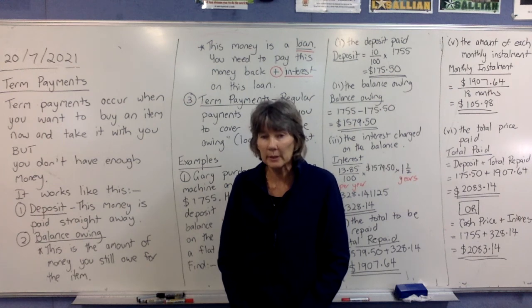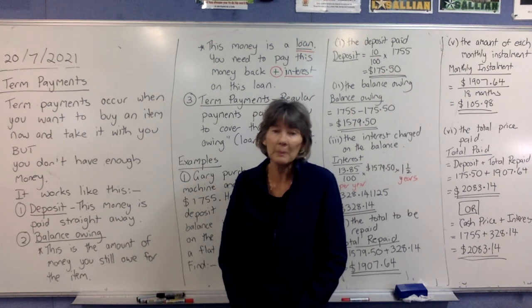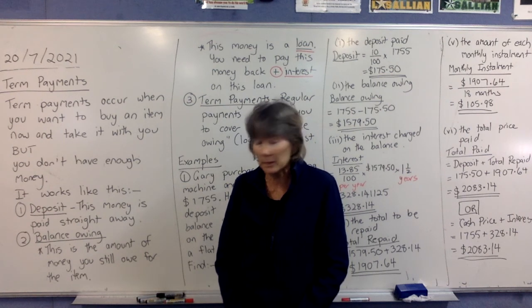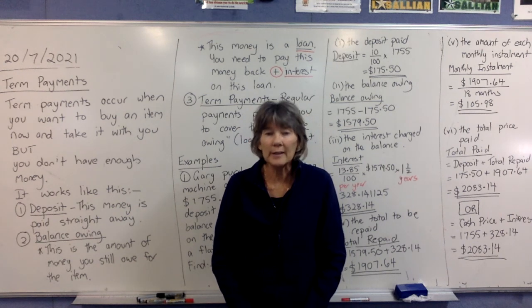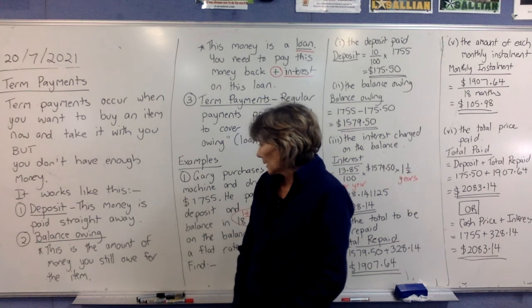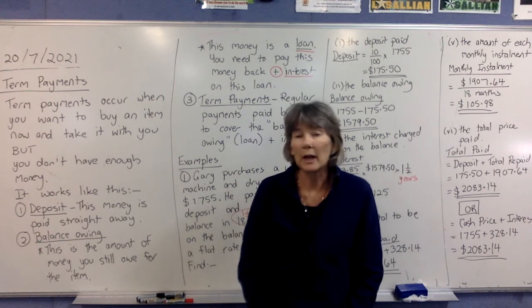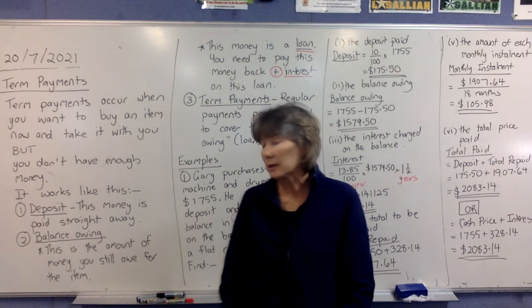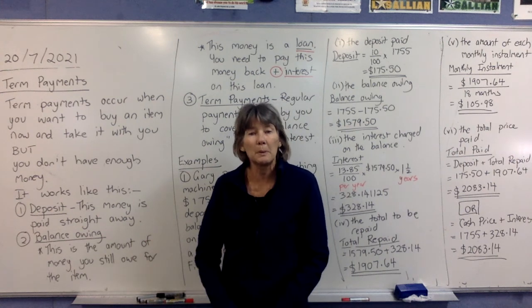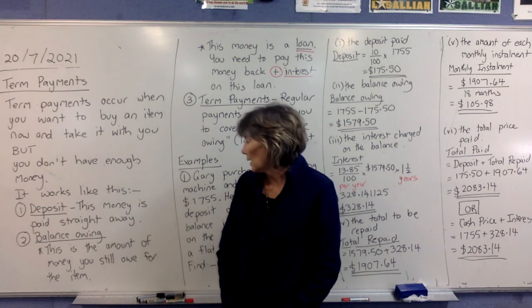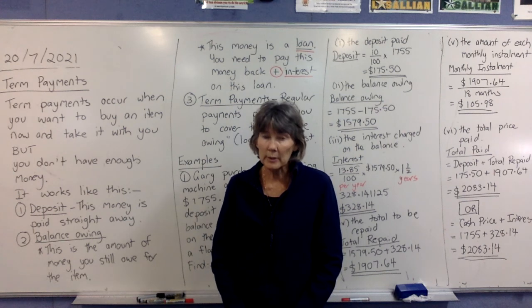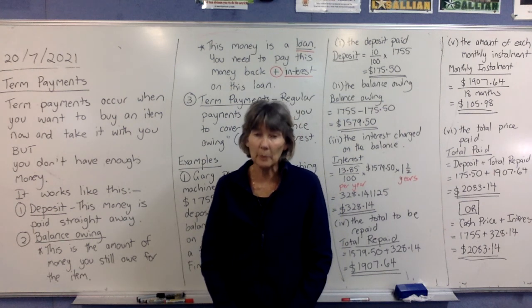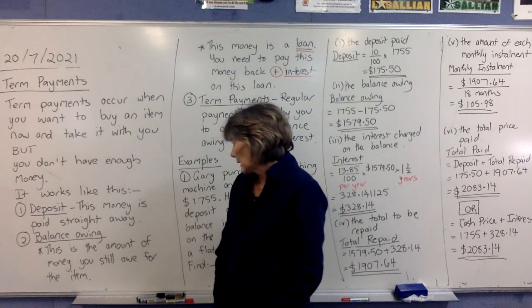You have a deposit. You will probably have to pay a percentage of the price as a deposit. That money is paid straight away, so you need to have that money with you. It can be paid by credit card or whatever method of payment you'd like to use, but the deposit must be paid straight away. The rest of the money is the balance that you owe.